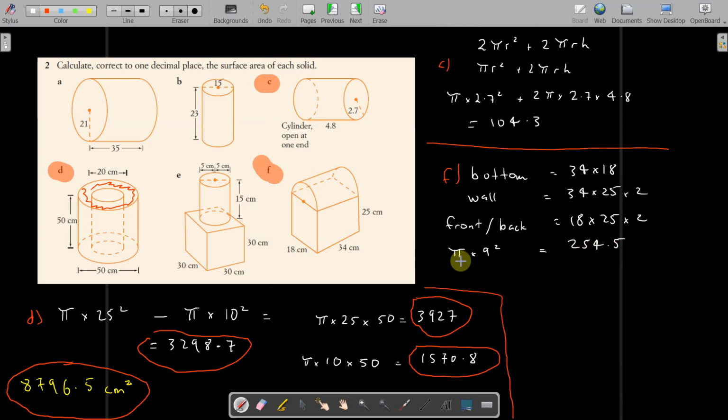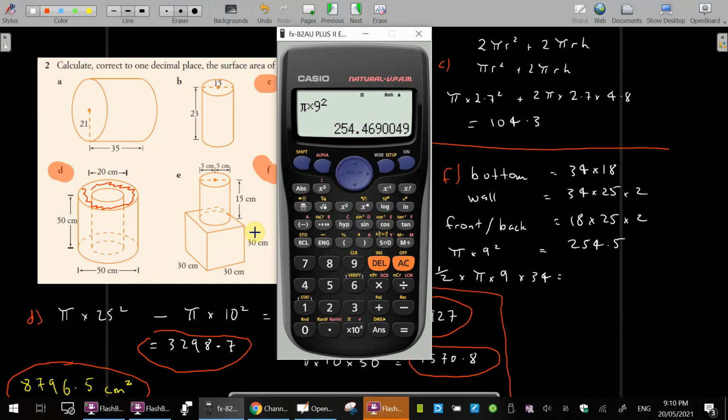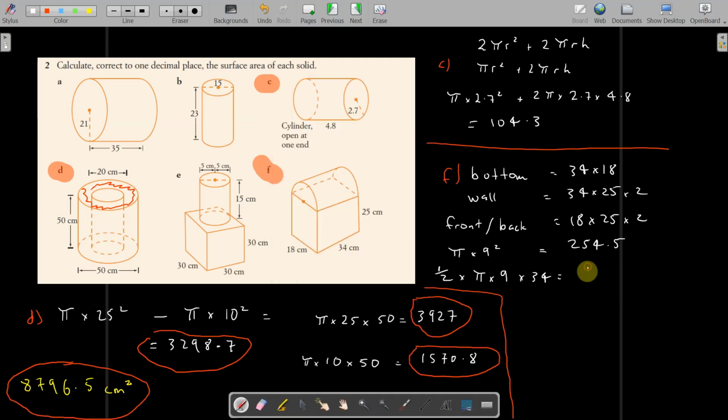And now this one here is half, because it's only halfway around. It's not a full cylinder. Half times pi times the radius, 9, times the height, 34. Okay. Half times pi times 9 times 34. 480.7. Okay, I better do that in red because that's completed.